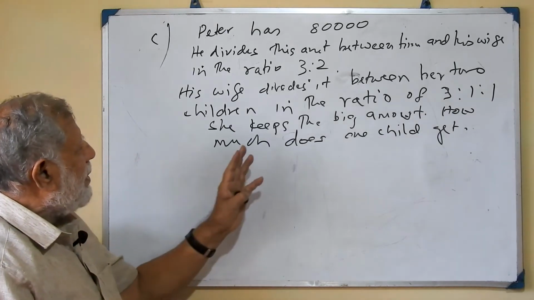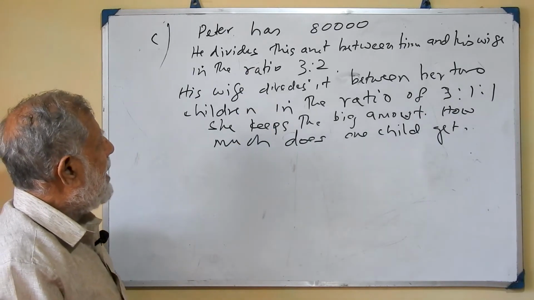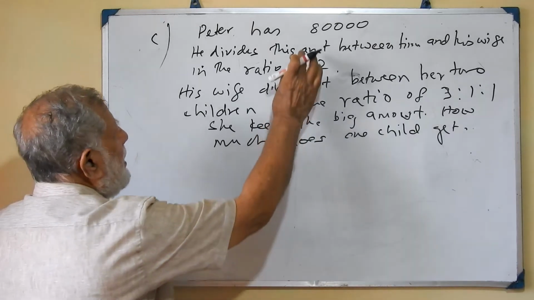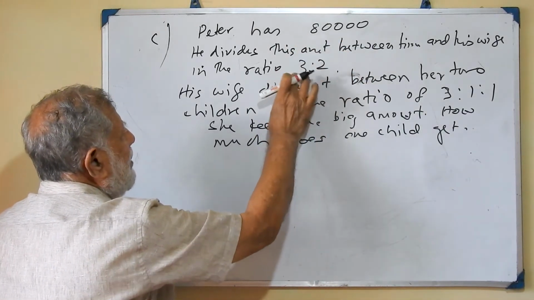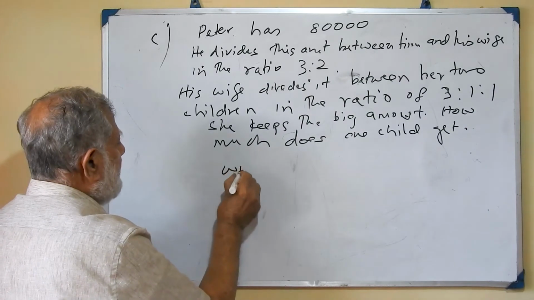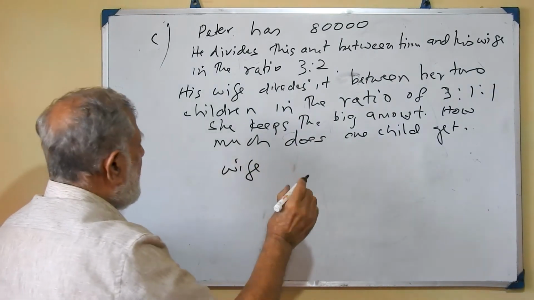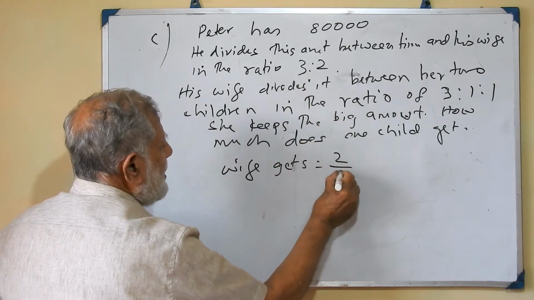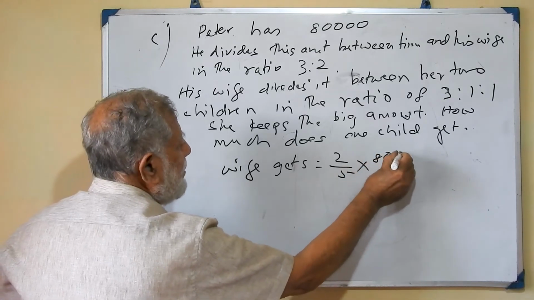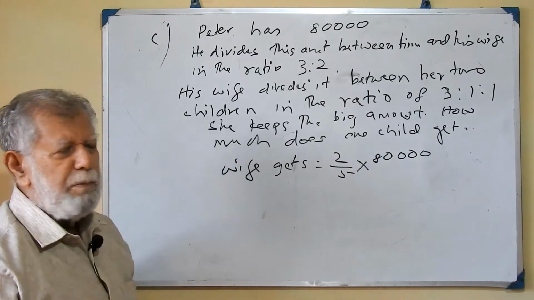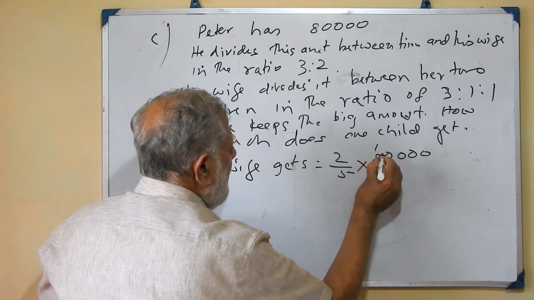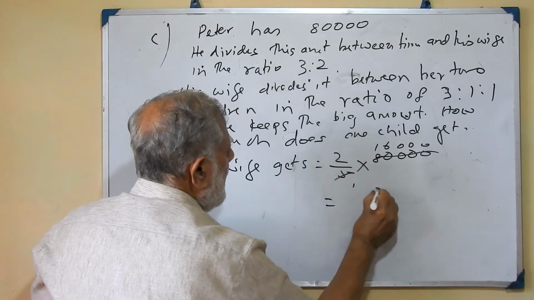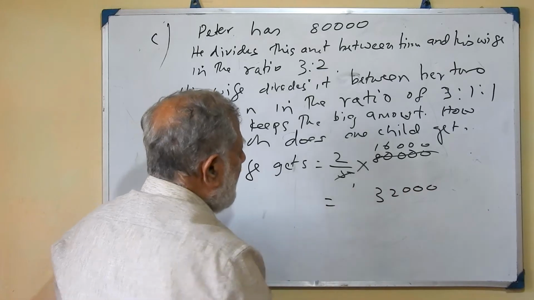So first of all, we have to find out how much the wife gets. So directly we go to the question. Now how much does the wife get? Here 80,000 rupees is divided in the ratio of 3:2. We don't care about what he gets; the wife gets 2 parts out of 5 parts. 2 upon 5 into 80,000. We only go for the wife. So how much is it coming to? 1,600,000 divided by 5 is equal to 32,000. So the wife gets 32,000.